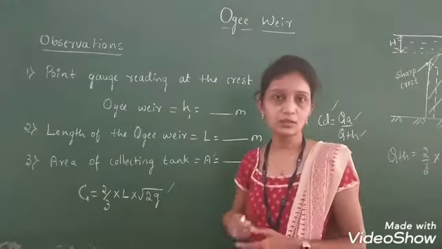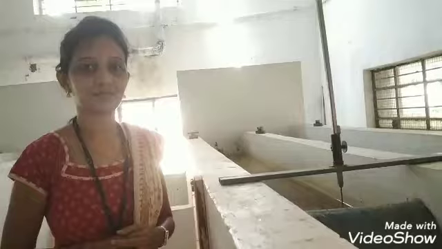So let us move to the conduction of the OG weir experiment. Okay. So let us move to the procedure, how to conduct this experiment for this OG weir. Okay. So this is the structure of the OG weir that you are seeing. Okay. So behind this OG weir we can call it the upstream side, and the front side of this OG weir we can call it the downstream side.